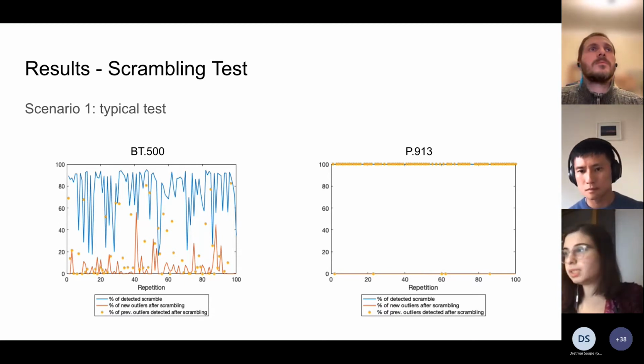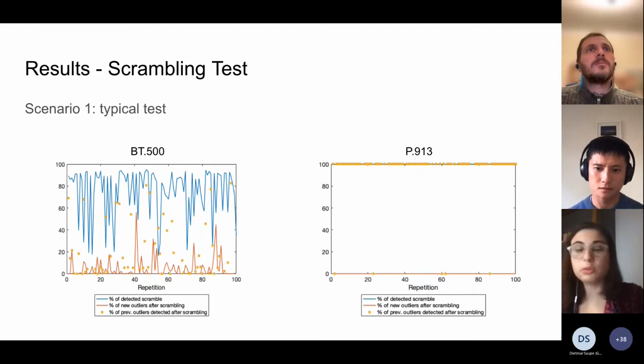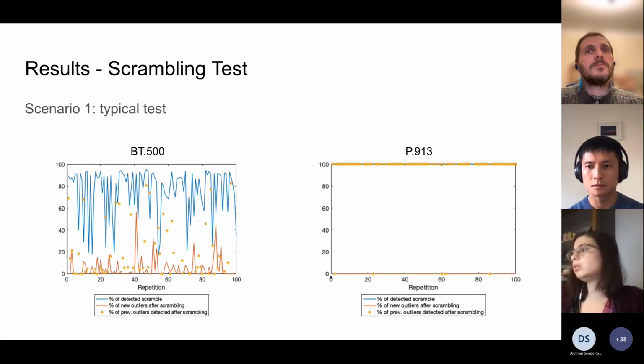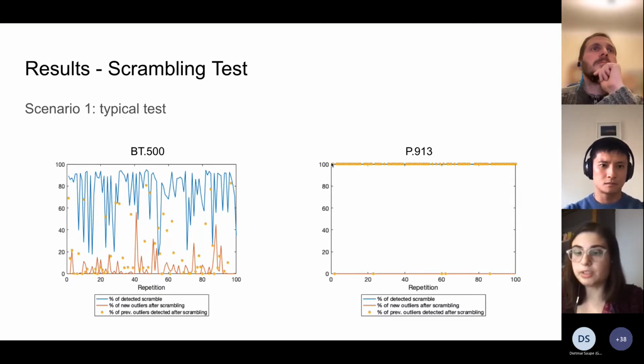Yeah. This brings back the robustness comment, which is indeed one problem for BT500, in the sense that we saw a high variability in the detected scramble, but also we saw that previous outliers were not detected, for example, after we scrambled, and new outliers were found, which is a huge variability in the way that it's done. We also saw it in P913, although it was much better. The only problem that we saw was that some previous outliers, after the scrambling, were not detected as such.